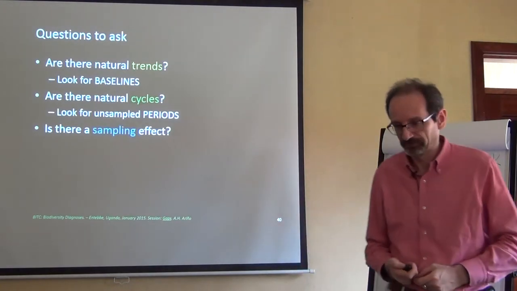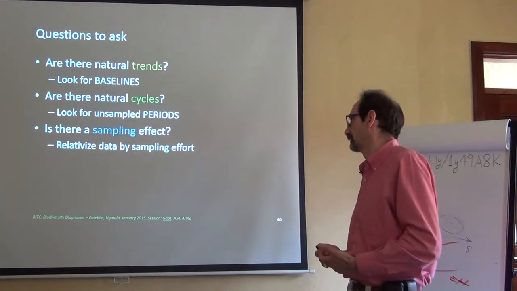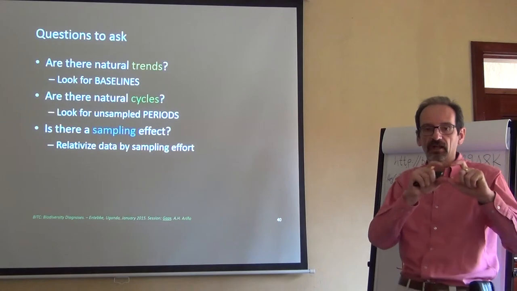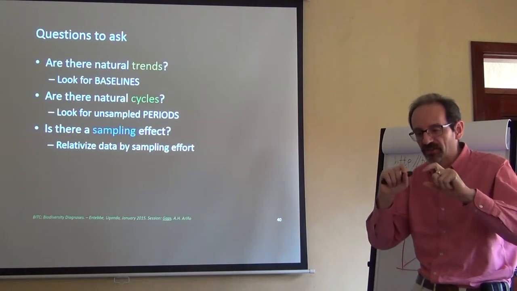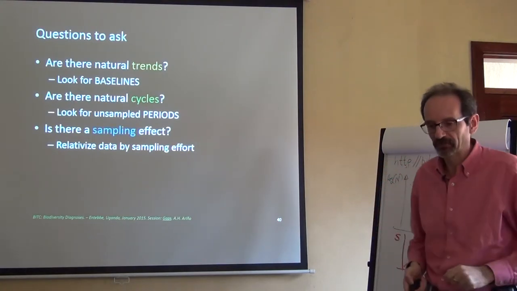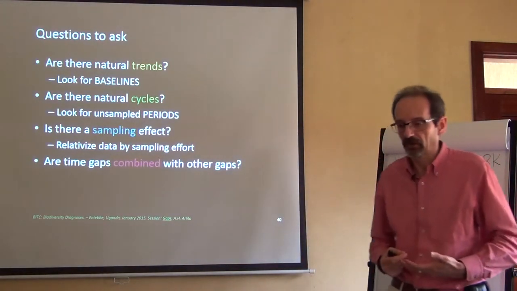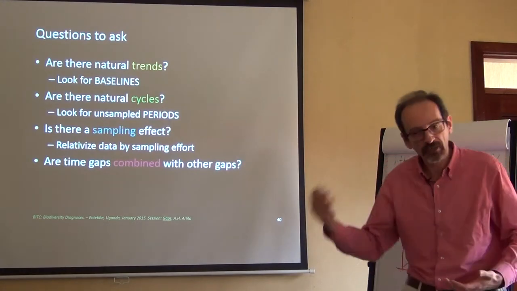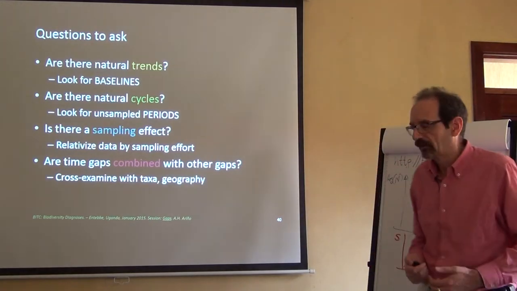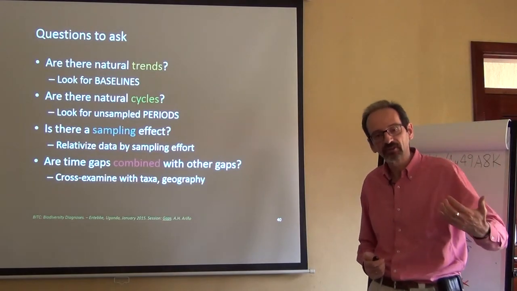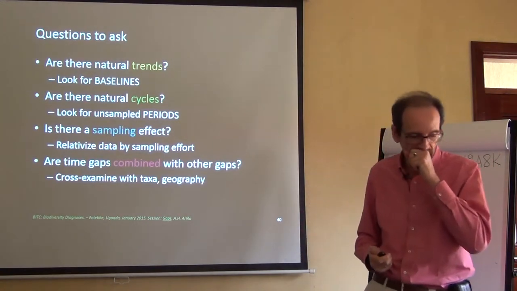Is there a sampling effect? We might relativize data by sampling effort, which might help us to convert a line over time that has bumps into a line in which those bumps are independent of the sampling effort. But quite often, time gaps are combined with other gaps. So we might have a combination of time gaps, and space gaps, and taxon gaps. And this is extremely common. So we need to cross-examine time gaps with other sources of information or other dimensions of the problem, such as geography or taxon.